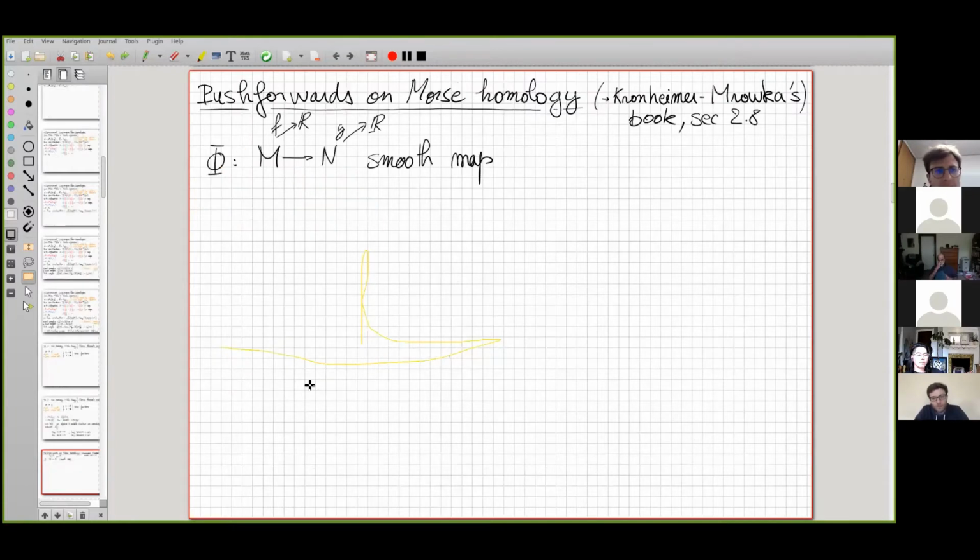So let's do that. Let's review that first. And this is something that's not new. For example, you can find something that's very close to what I'm going to tell you in Kronheimer and Mrowka's book. So here is a setting.